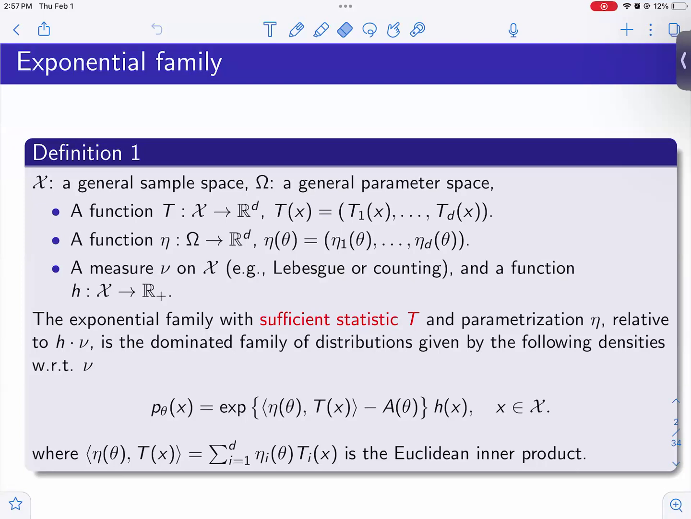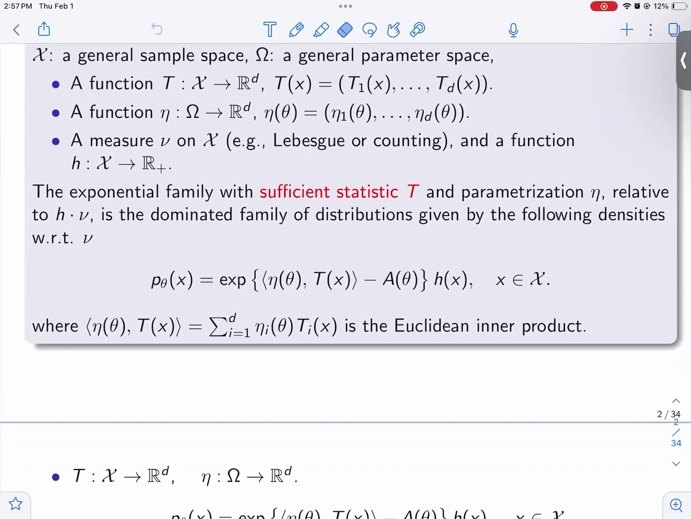So theta is going to be theta 1 through theta d, also a vector. Now because we're in R^d, I can take the inner product of these. In the original spaces, there might be no inner product or addition, but once I map them, then I can take the inner product. There's also going to be a measure nu on the original space, for example Lebesgue or counting measure, and a function h. I construct this family as a dominated family with respect to nu.